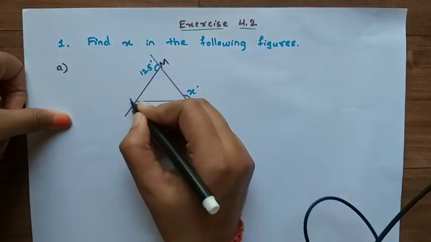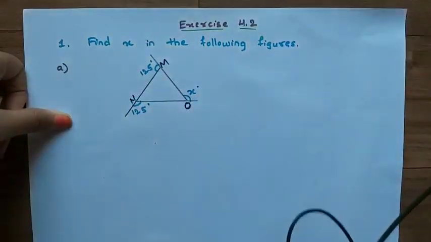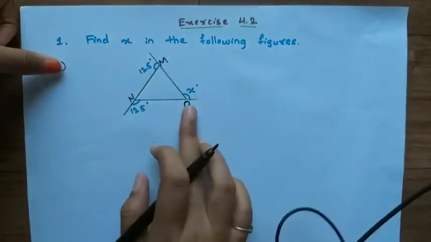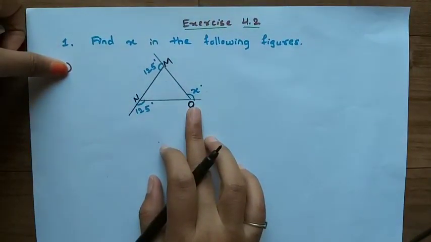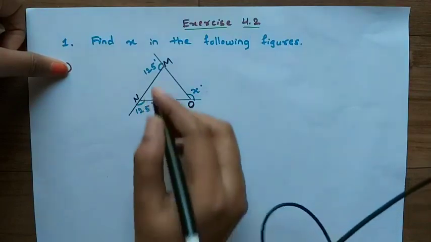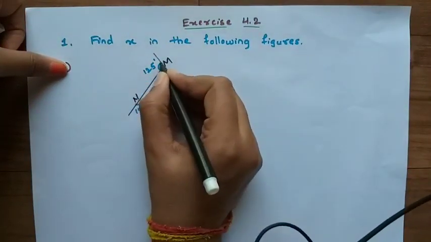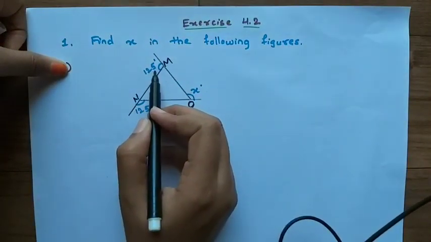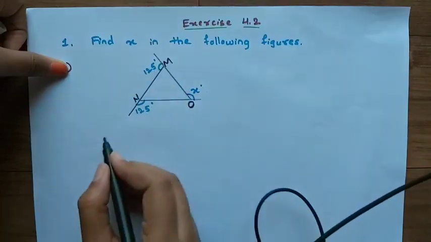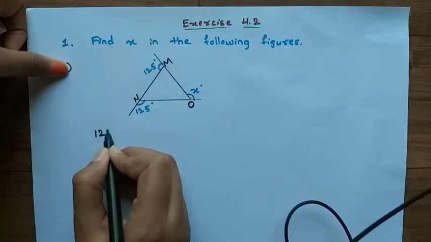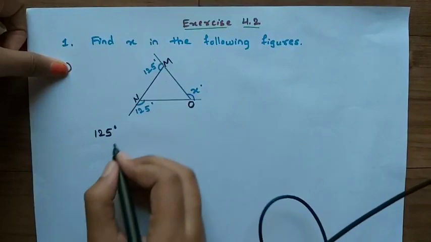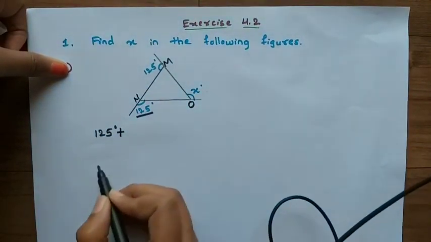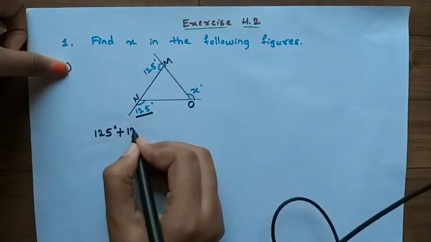Give the triangle the name MNO. The sum of these three exterior angles is equal to 360 degrees. What is the first exterior angle? It is 125 degrees. So we write 125 degrees plus the second exterior angle, which again is 125 degrees.